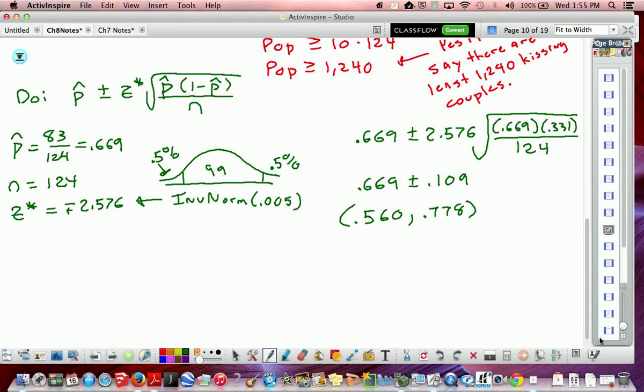So 0.669 plus or minus 0.109. When I subtract it, I get 0.56. When I add it, I get 0.778. So wow, from basically 56% to almost 78% is our confidence interval. That's a big confidence interval.